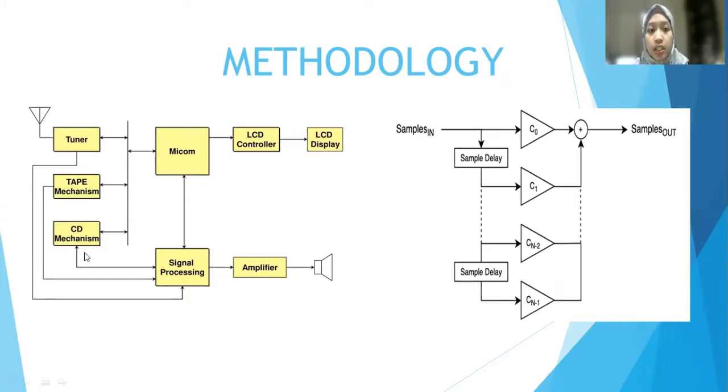As we can see, this is a block diagram for the car audio system in a car. It starts from the power supply, which energizes the tuner, and then goes to the micom or the signal processing. From there the micom controls the LCD controller and outputs at the LCD display, while at the signal processing the signal goes to the amplifier and the output will go out to the speaker. And then for our project we're using FIR.